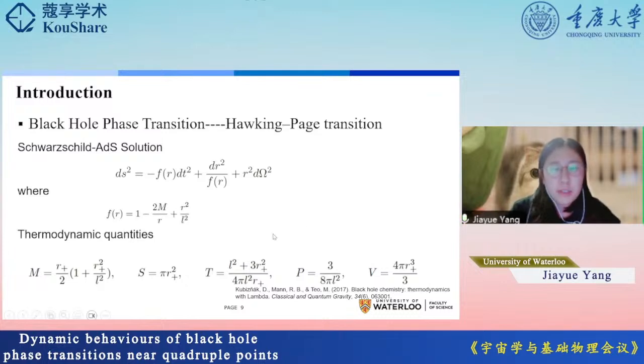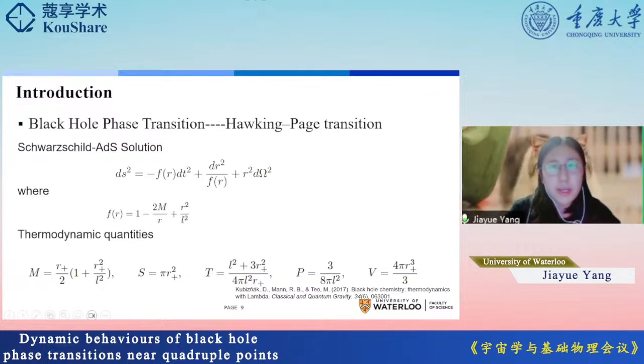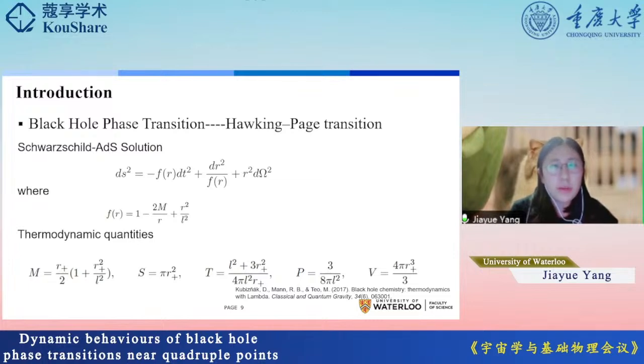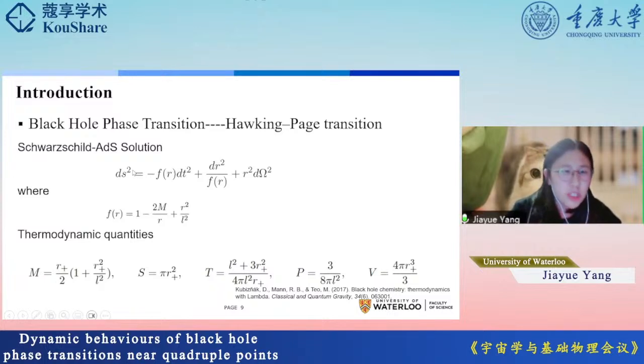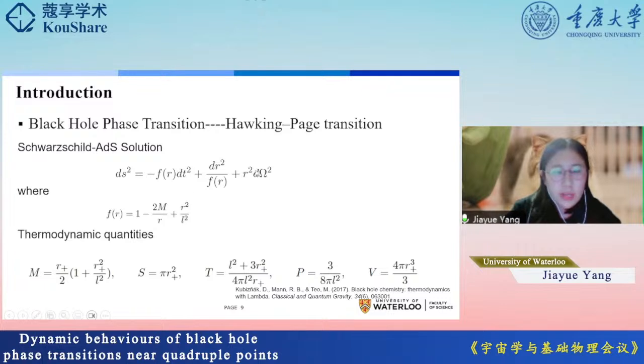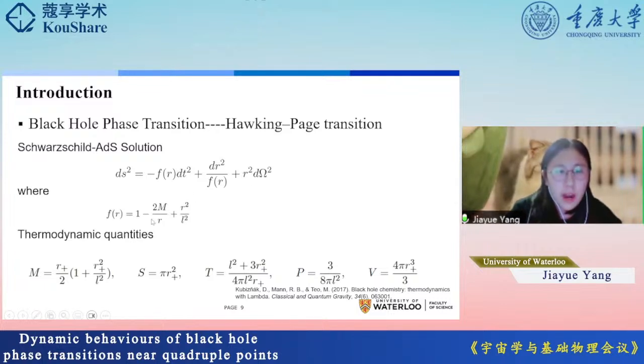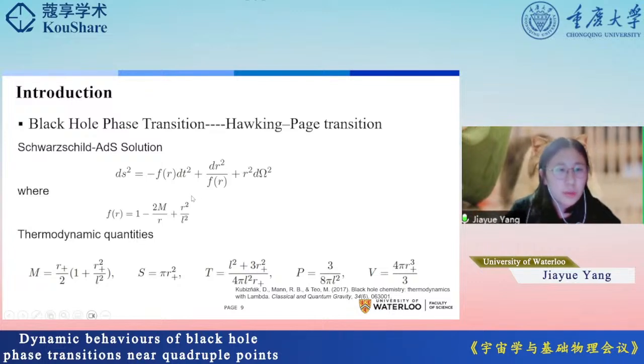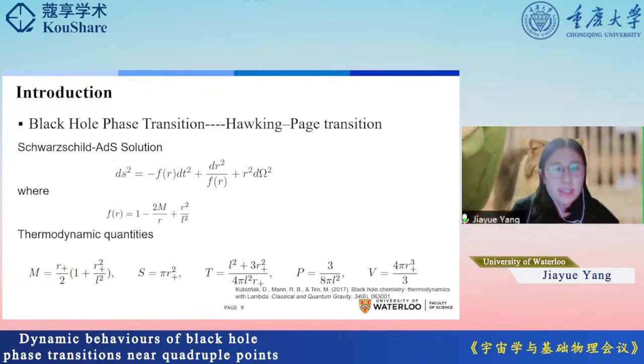So after this brief introduction to black hole chemistry, let's see a very simple example. The first and most important example for the black hole phase transition is the Hawking-Page phase transition. As we know, the Schwarzschild-AdS solution has this expression where f(r) is 1 minus 2m over r plus r squared over L squared, where 2m is the horizon radius here, and L is the AdS length scale. And this is a spherically symmetric solution to the Einstein equation.